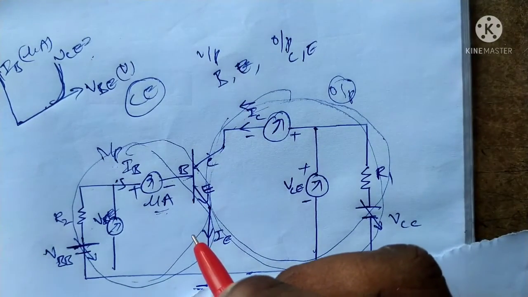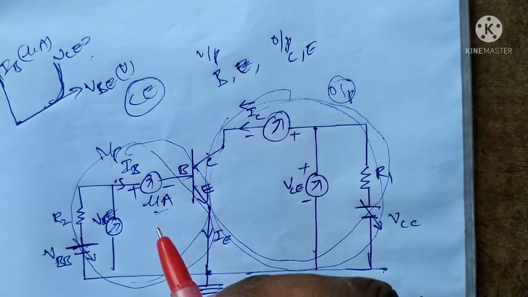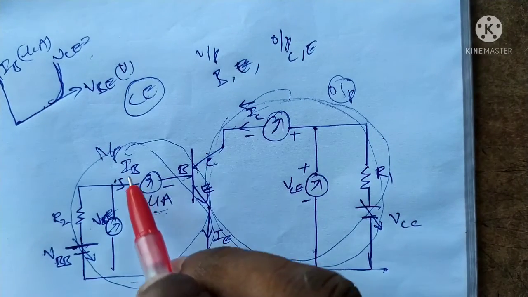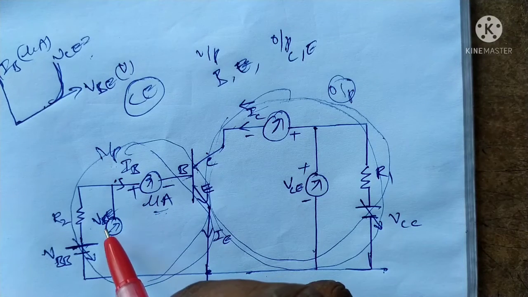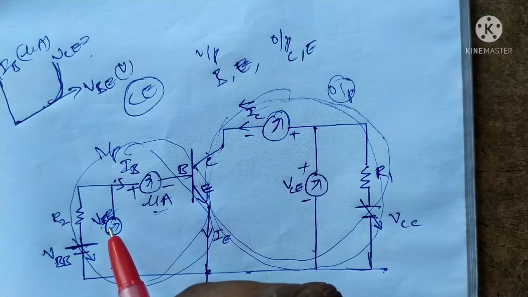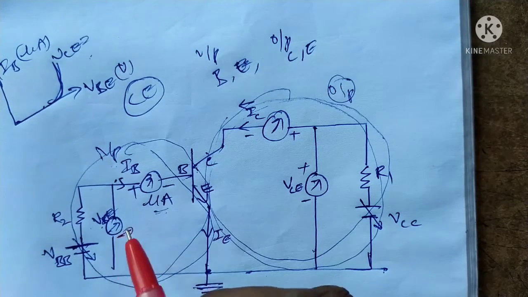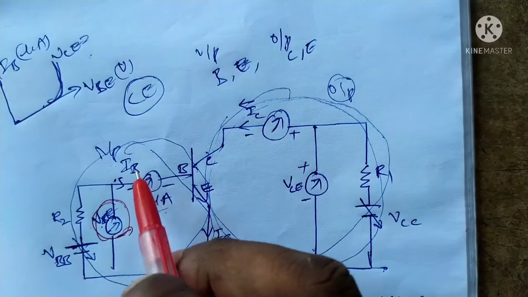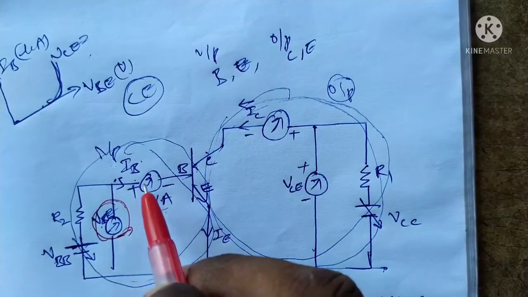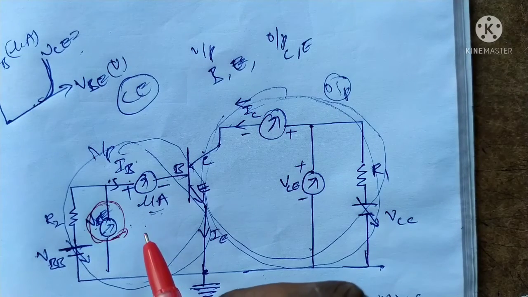It has two characteristics: input characteristics and output characteristics. The input characteristics are the variation of the base current with respect to the voltage developed across the base-emitter, that is VBE. By changing this voltage, the base current varies. This variation in the base current is called the input characteristics of the CE configuration in the NPN transistor.